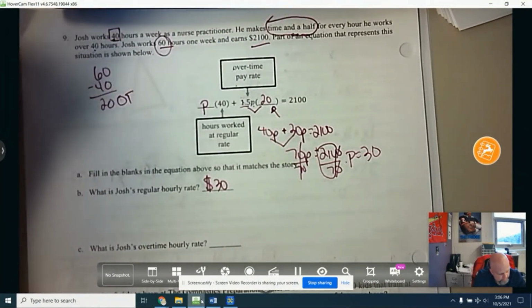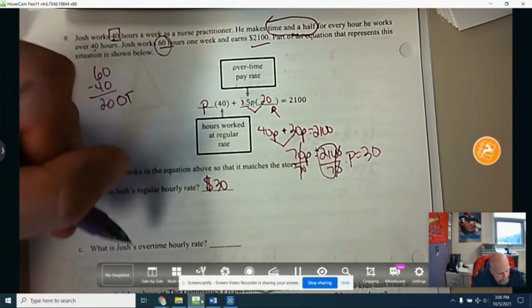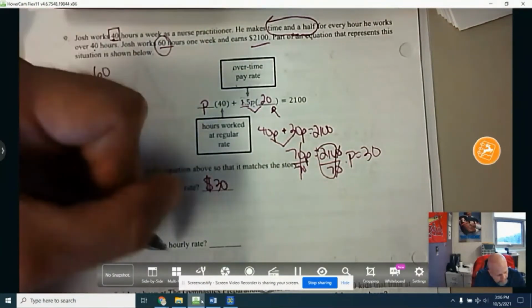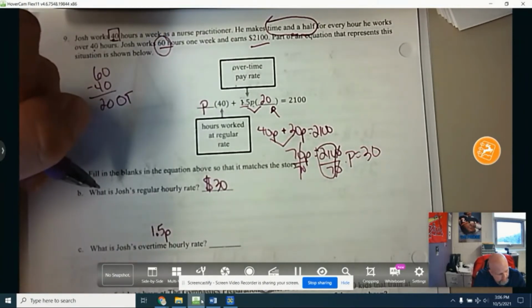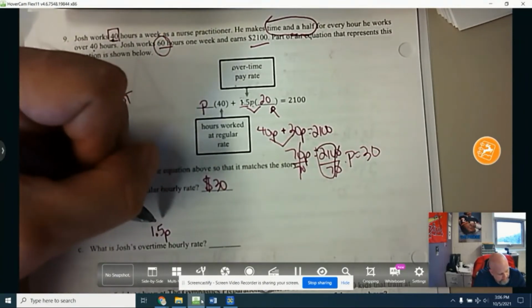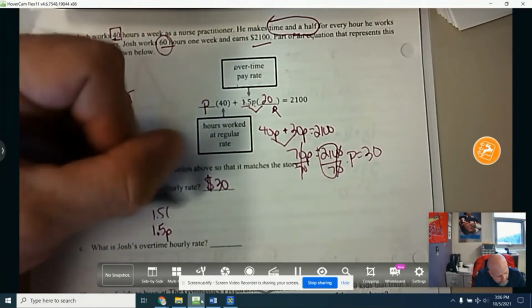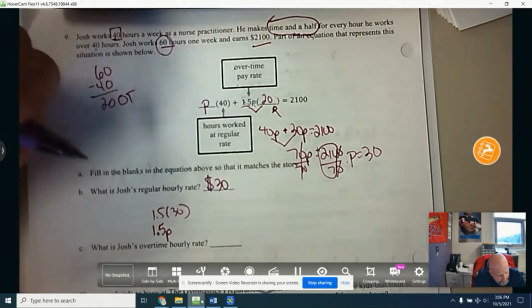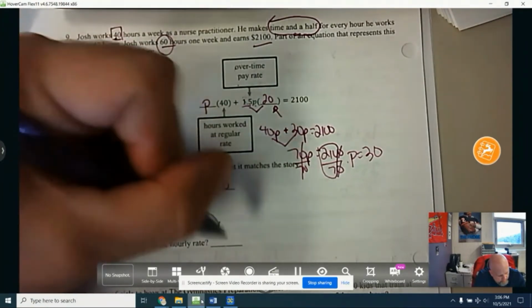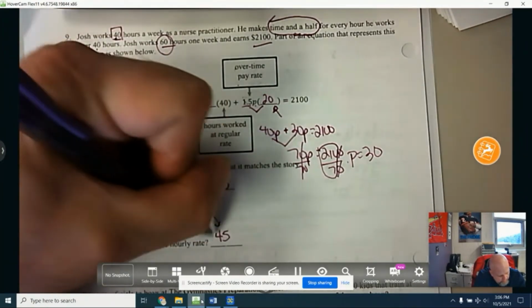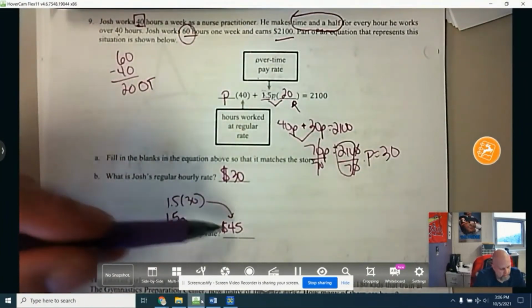It's pretty good. His overtime hourly rate would be represented as 1.5P. So I would have to take 1.5 and multiply by P, 30. So 1.5 times 30 is going to give you $45 per hour. So you'll notice in overtime he's making a lot more.